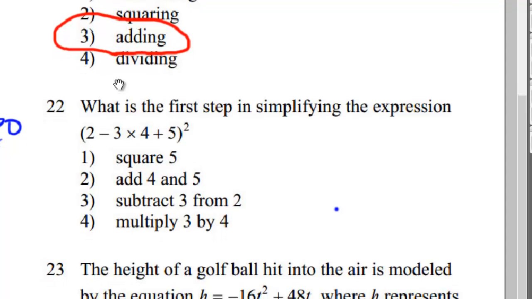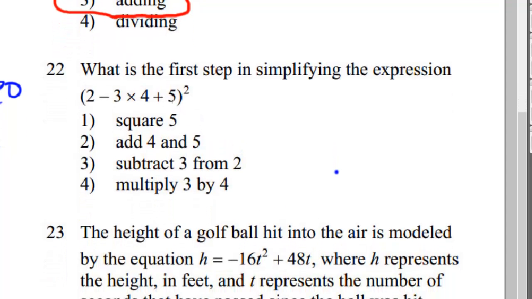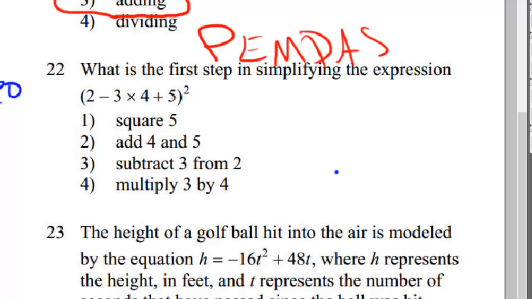Let's take a look at number 22. It says, what is the first step in simplifying the expression? And then here's our expression right here. I remember that we're always going to rely on PEMDAS, our order of operations, to help us out. And P stands for parentheses, and I can see that there is a set of parentheses. So even though there is an exponent in here, that goes second, we're going to do parentheses first.